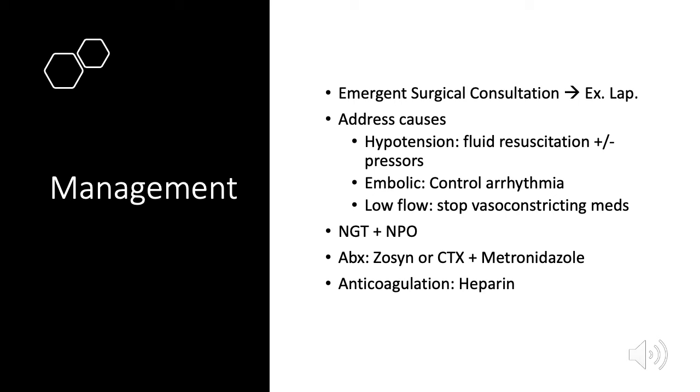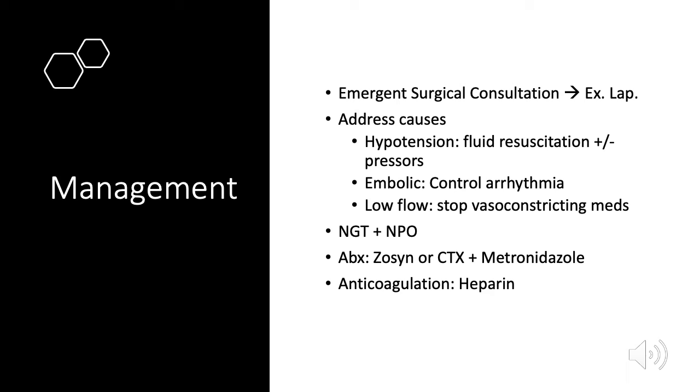Next, you'll want to put in an NG tube and make the patient NPO. This is not only because they're likely going to surgery, but for enteral decompression. Next, you'll want to start broad-spectrum antibiotics to cover gut flora. Zosyn or a third-generation cephalosporin plus metronidazole are good options that give you broad coverage here. Finally, if you suspect embolic or thrombotic ischemia, you should consider systemic anticoagulation with heparin.